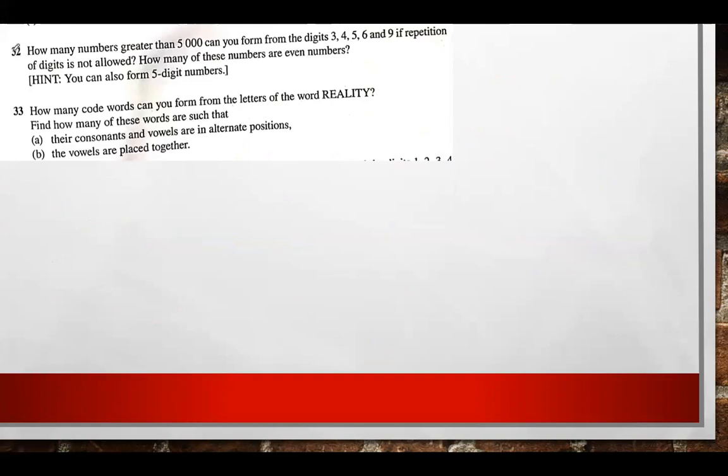But question 32 is actually very interesting. You can find numbers greater than 5,000, and after that find out how many even numbers there are. It's interesting. It takes a while, but it's good practice for you.